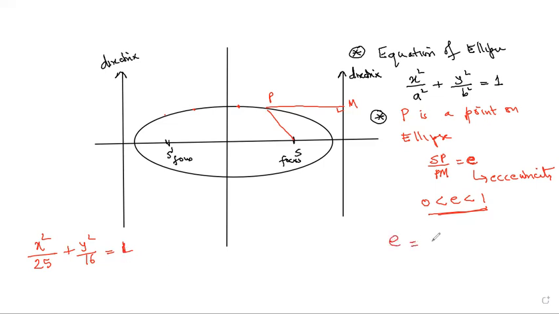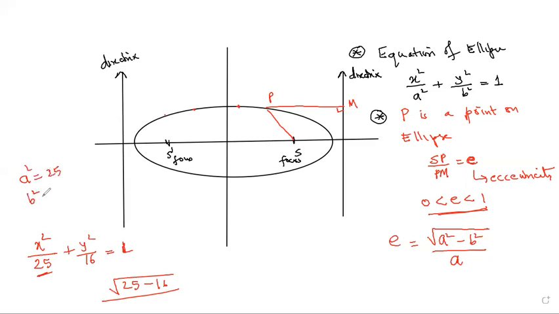Eccentricity is given by the formula root of a square minus b square upon a. What does a square stand for? Root of 25 minus 16 divided by a. A square is 25, b square is 16. Then a will be only 5. So the eccentricity of this ellipse will be 3 by 5. Have you followed how to calculate eccentricity?